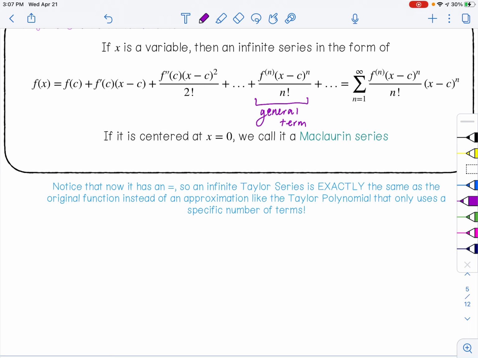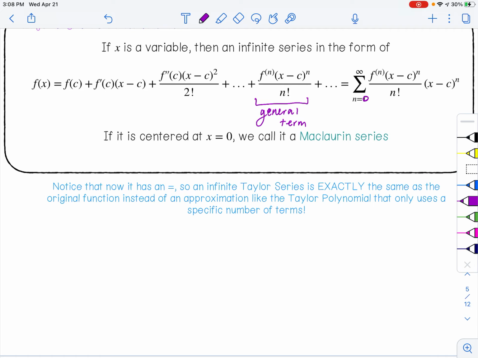And if we want to write it as a summation, this is actually incorrect. This should be a 0. I made so many typos with these today. It should be from n of 0 to infinity, right? And it's the same as the general term, and then you just put the summation in front of it. And we know that if C is 0, if you're centering a Taylor series at 0, it's just called a Maclaurin series. It just gets that special name.